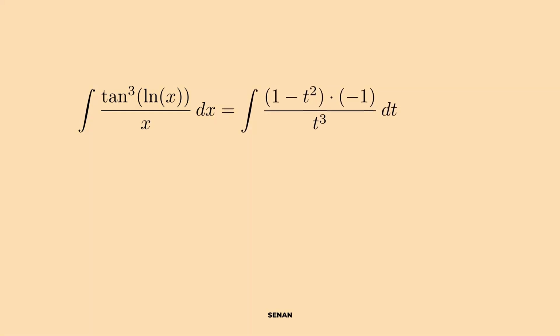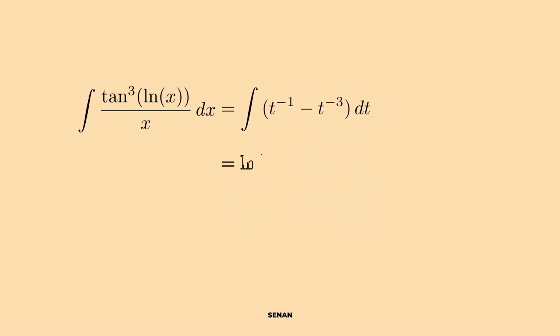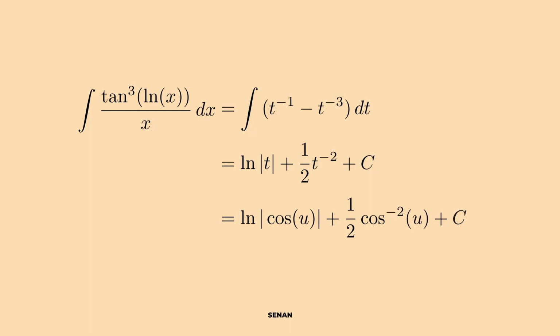On simplifying this, we get integral of t square minus 1 over t cube, which is integral of 1 over t minus 1 over t cube. Now this is just natural log of t plus half times 1 over t square plus c, and now we back substitute the values of t, so we get this.